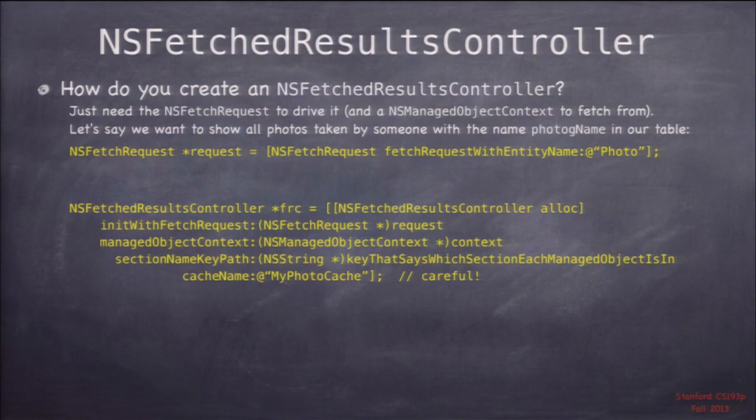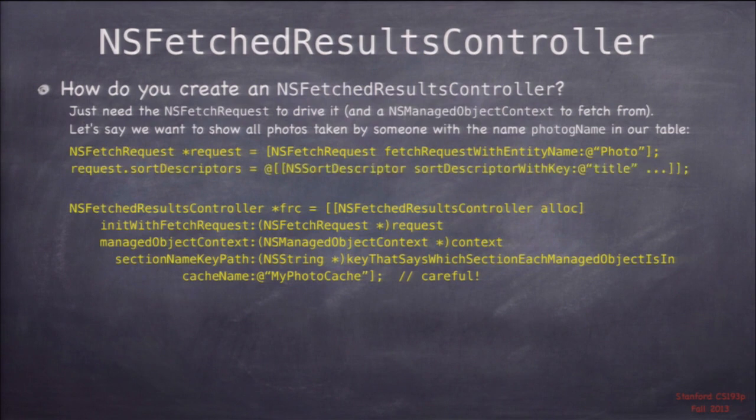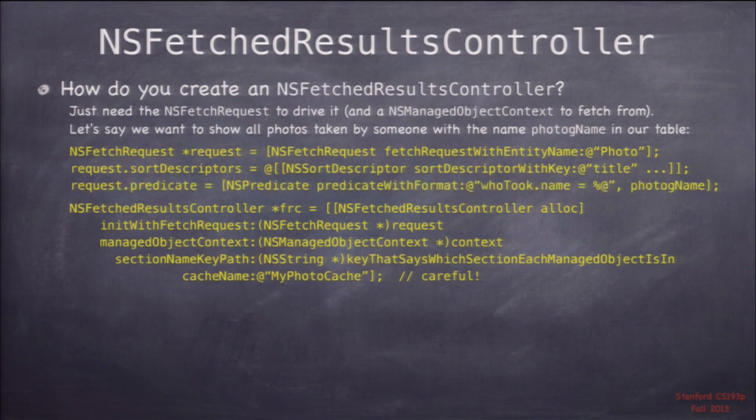But let's take a look at what kind of fetch request we might create to put into a fetch results controller. Here I'm creating a photo request, so I'm going to be fetching photos. I need a sort descriptor that says what order these photos are going to be in the table view, so I'll sort them by their title, let's say. And then a predicate. I'm going to get all the photos that were taken by a photographer with a given name, photog name. So I just specify the predicate. I basically create a normal NSFetchRequest, and then I just do this fetch results controller alloc with fetch request, context, section key name, and cache. It's as simple as that.